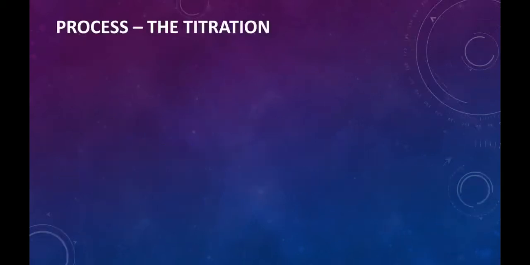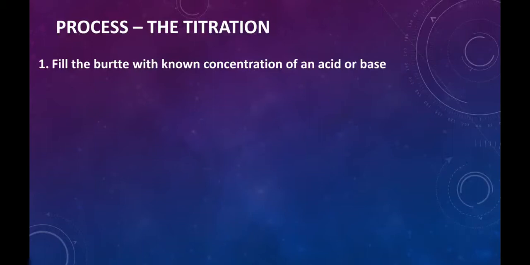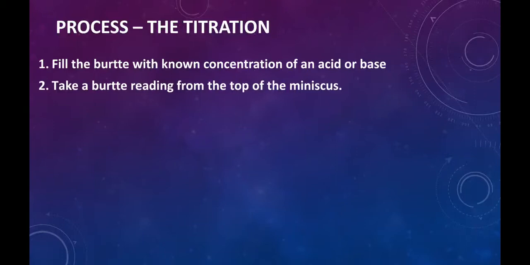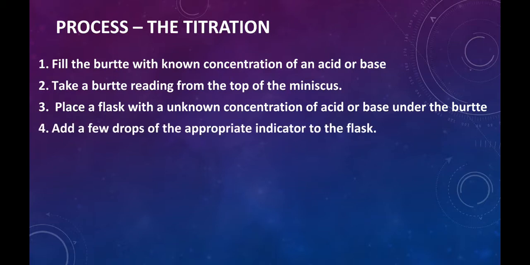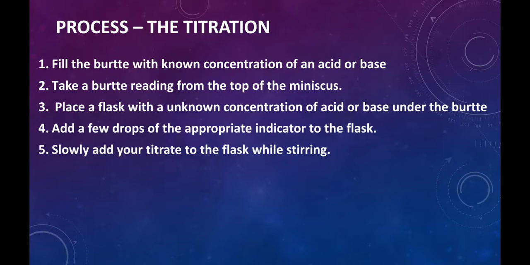Let us study how the process of titration is done. First of all, fill the burette with a known concentration of an acid or base. Second, take a burette reading from the top of the meniscus. Third, place a flask with the unknown concentration of acid or base under the burette. Fourth, add a few drops of the appropriate indicator to the flask. Fifth, slowly add your titrant to the flask while stirring.